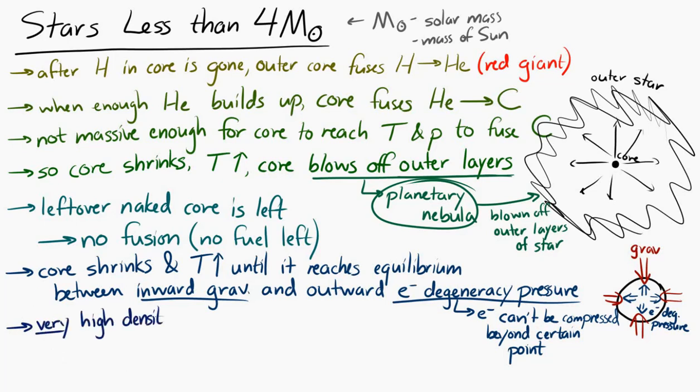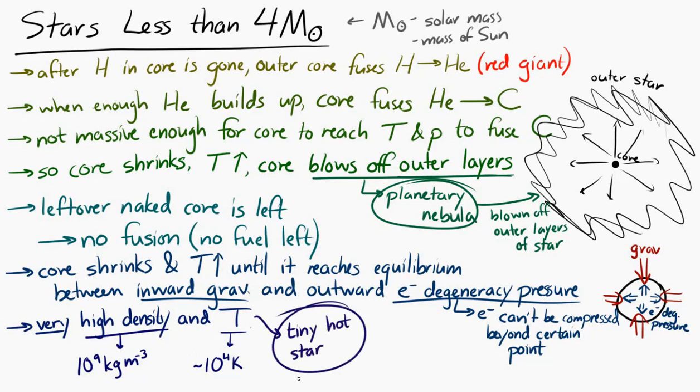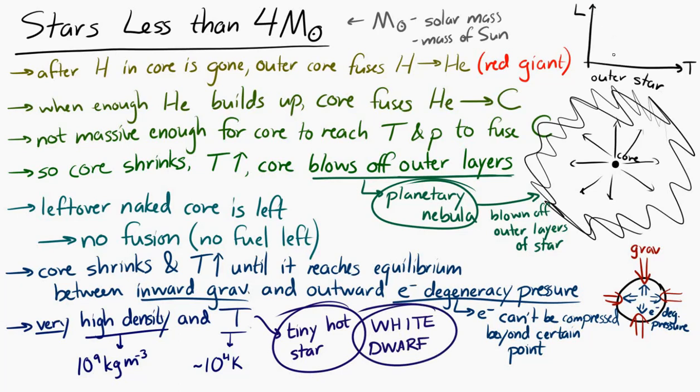The core is now very, very dense. It's about 1 billion kilograms per cubic meter, and it's at a very high temperature. So what that means is that you're left with a very tiny star with a very high temperature. It's called a white dwarf. On the HR diagram, it's right here in the lower left, because it's got a low luminosity because it's so physically small, and it's got a very high temperature, and so it's white in color. Now, these white dwarfs are about the size of the Earth, but they have 10% to 140% of the mass of the sun.